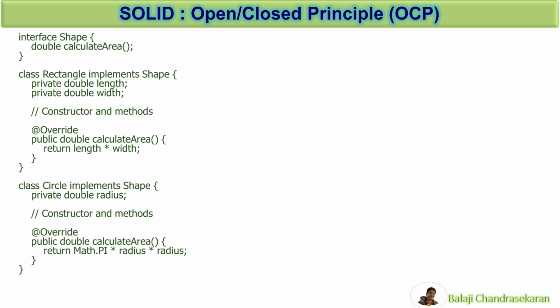By introducing a shape interface and implementing its concrete shape classes like rectangle and circle, we make the shape class open for extension, adding new shapes by creating new classes, but closed for modification. That is, the existing code in the shape class doesn't need to change when new shapes are added.